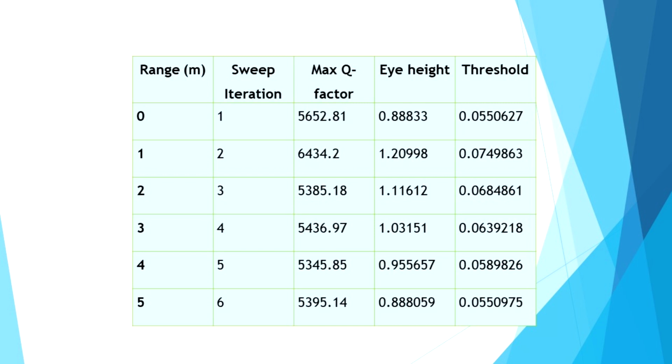As a conclusion for this part, when the frequency of amplitude modulation changes, the Q factor for the transmitted signal also changes, while I height and threshold remain constant or have very small changes.